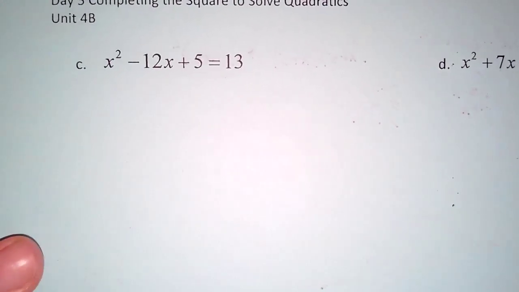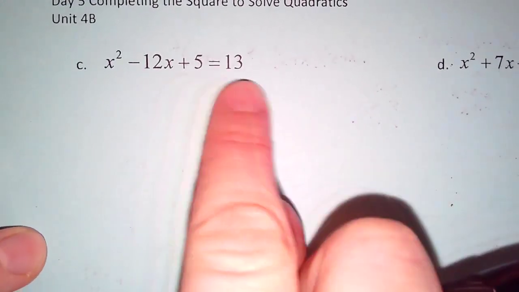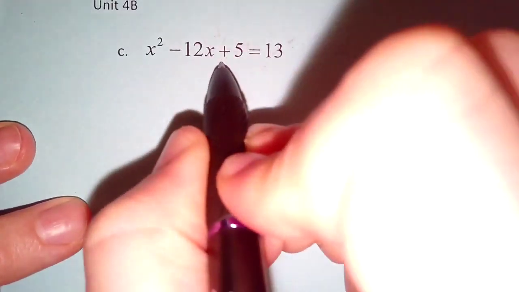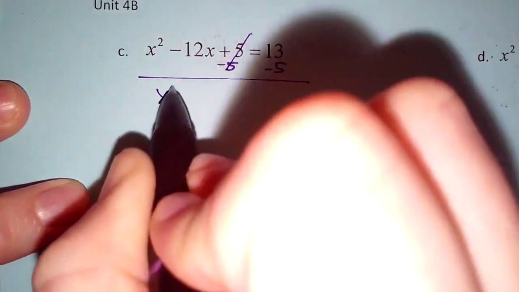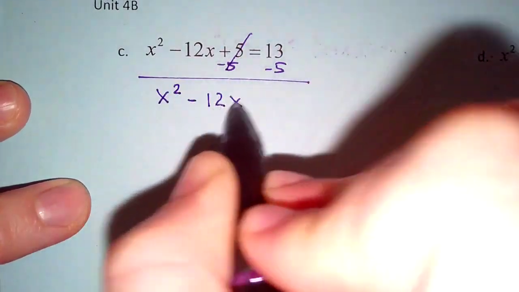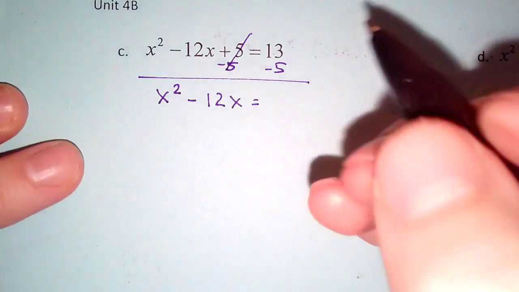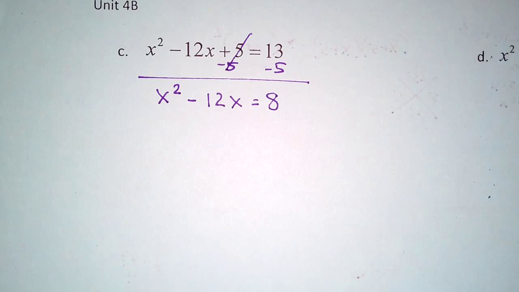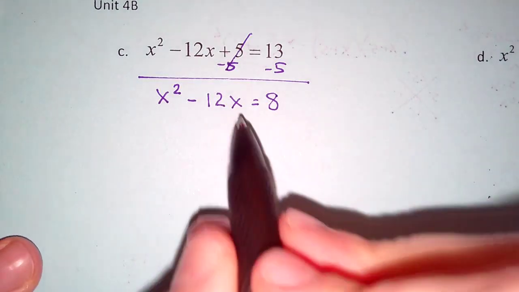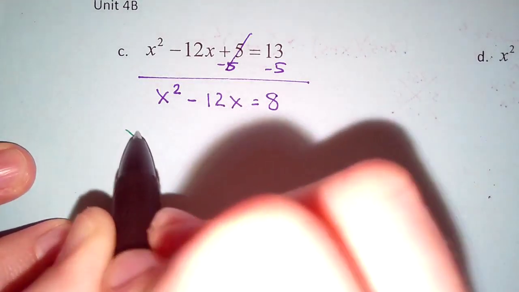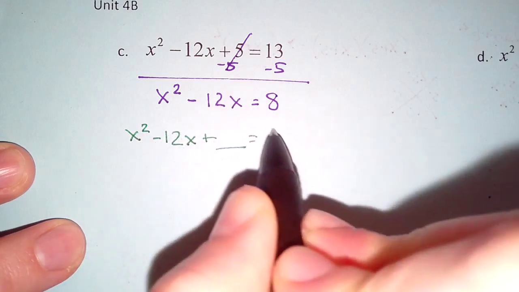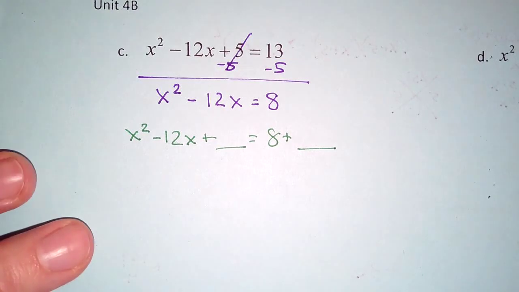All right, so the first thing we need to do is get this 5 to the other side. How do I do that? Subtract 5 on both sides. Cancel, so x squared minus 12x equals 13 minus 5 is 8. Good. All right, so I know that I'm going to be finding my c term. So it's x squared minus 12x plus something equals 8 plus that same something.